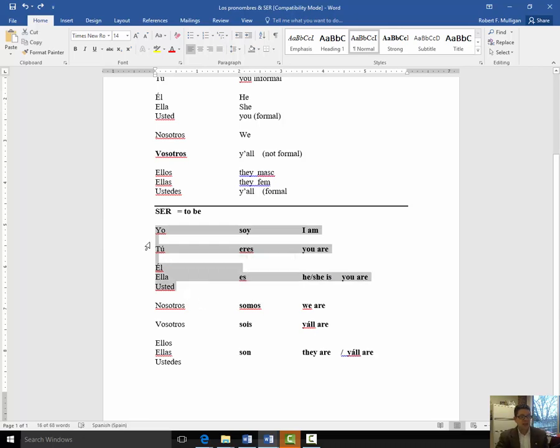Please pay special attention. These, first person, second person, third person, these are singular. These are all plural, aren't they? We're talking about more than one person. We, y'all, they, y'all. Okay, so in every Spanish textbook, this is the order that you're going to learn these conjugations. Okay, get on it.